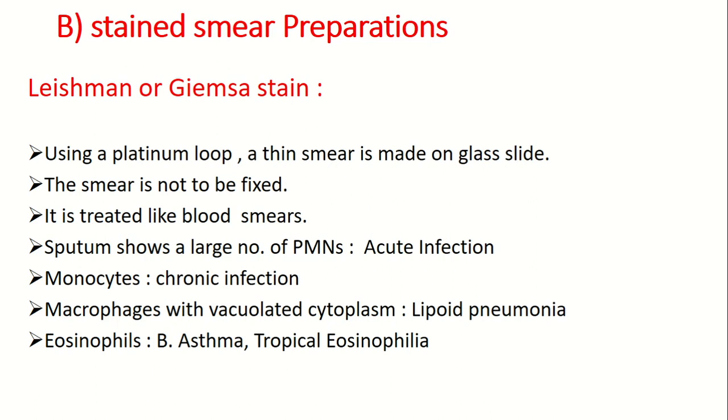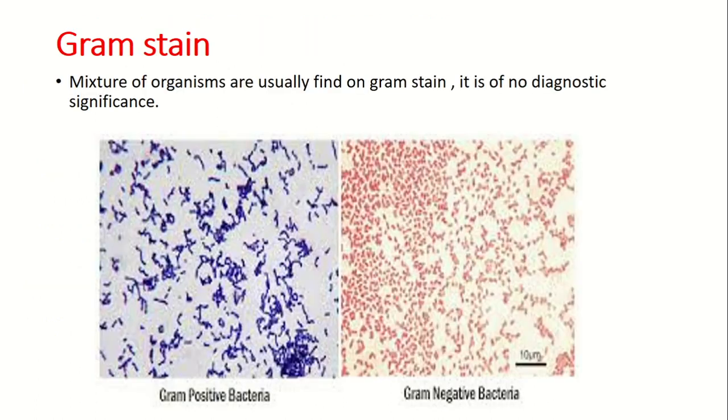Now we are going to stain the specimen by either Leishman stain or Giemsa stain. Using a platinum loop, you make a thin smear on the glass slide, and it is not to be fixed. Usually it is treated like blood smears. If there is acute infection, sputum shows a large number of polymorphs. In chronic infection, there are usually monocytes and lymphocytes. In lipoid pneumonia you will find macrophages with vacuolated cytoplasm, and a large number of eosinophils in case of tropical eosinophilia and bronchial asthma. So this is how this preparation, particularly Leishman and Giemsa, is useful.